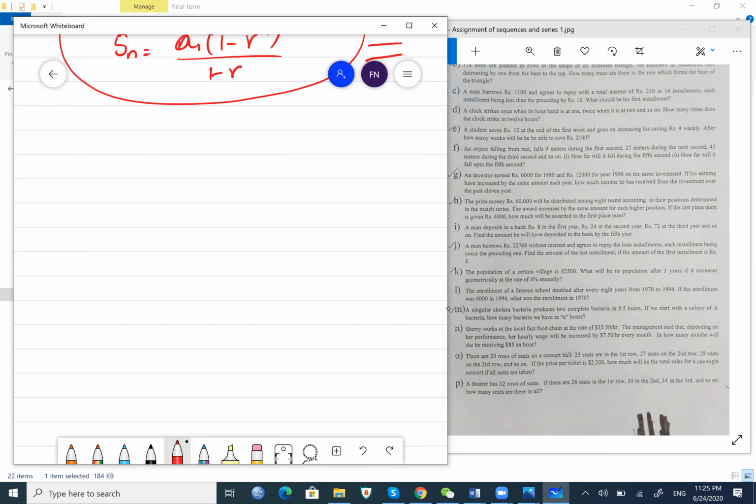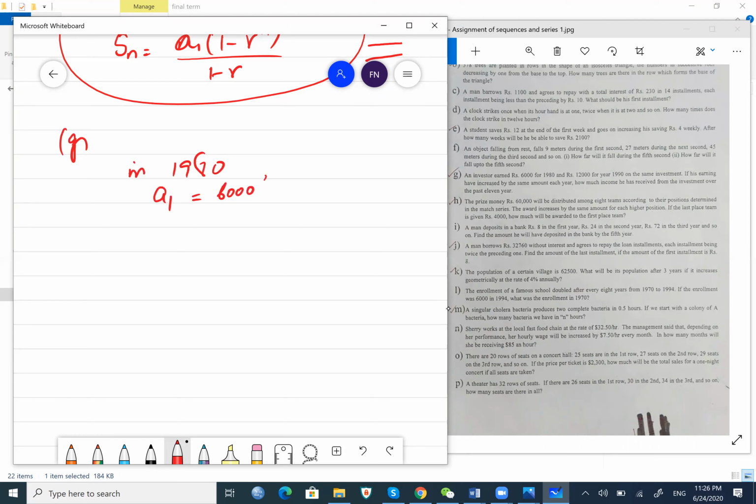So in the 1980s, he earned 6,000. So that is his A1. Sorry, 6,000. And rupees 12,000 for year 1990 on the same investment. So from year 1980 to 1990, how many years? There are 11 years, if you count 80, 81, 2, 3, 4, 5, 6, 7, 8, 9, and 90.